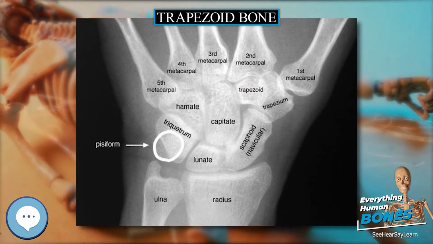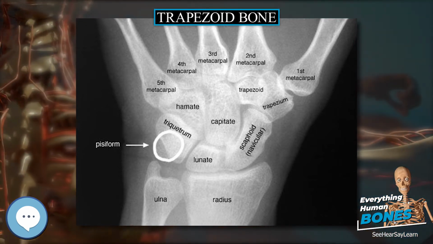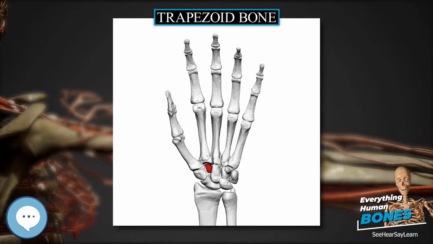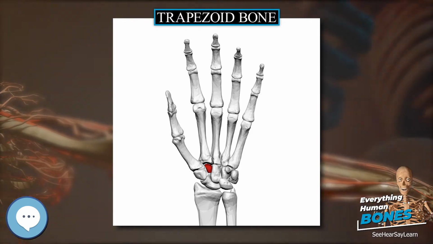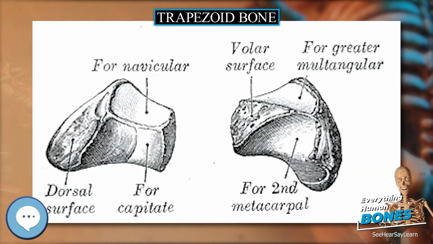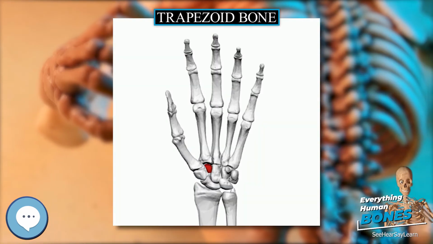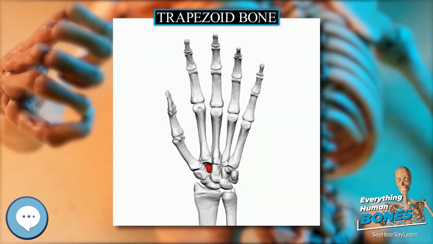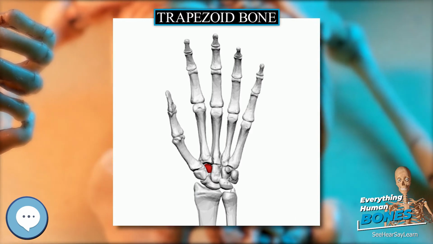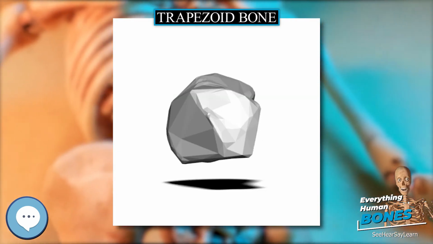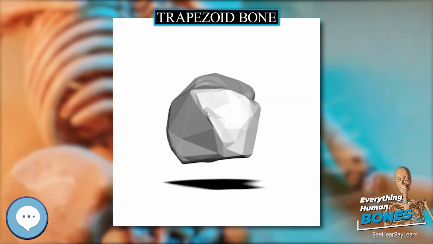Function. The carpal bones function as a unit to provide a bony superstructure for the hand. Clinical significance. Isolated fractures of the trapezoid are rare, representing 0.4% of the total, thus being the least common of all carpal fractures. This is due to the bone being in a fairly protected position.